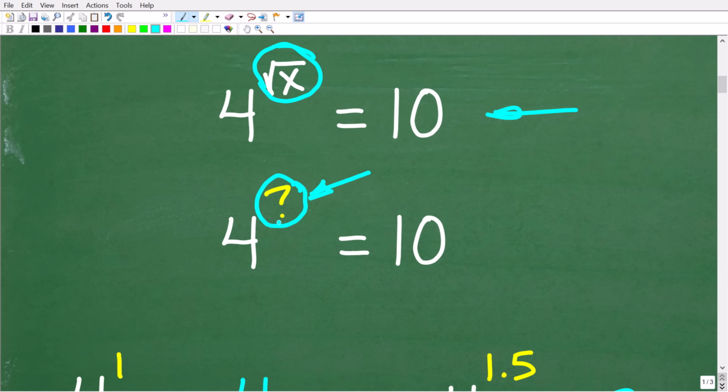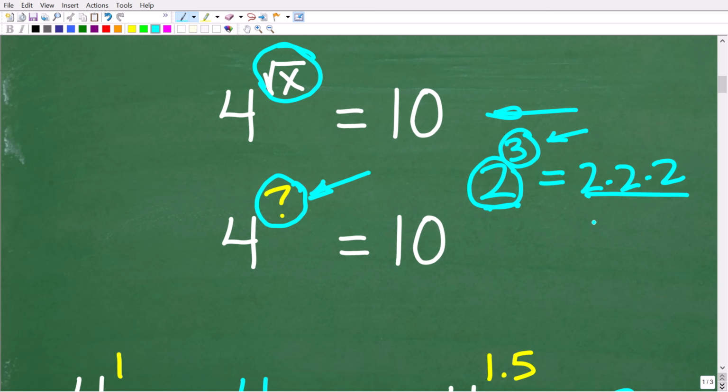Now, of course, we need to know something about powers. Let's just do a quick review. If I had 2 to the third power, the 3 up here is called the exponent. The 2 is the base. What this is saying is take 2 and multiply it by itself 3 times. Of course, the answer here is 8.